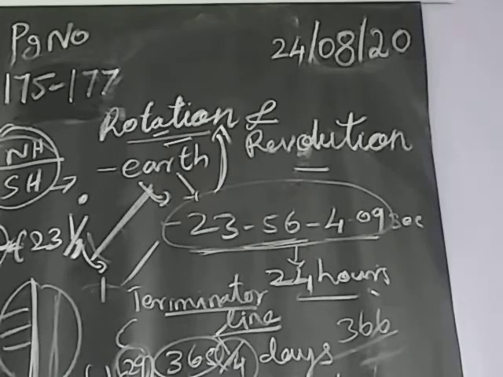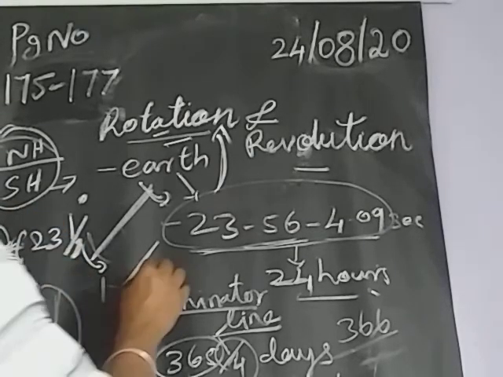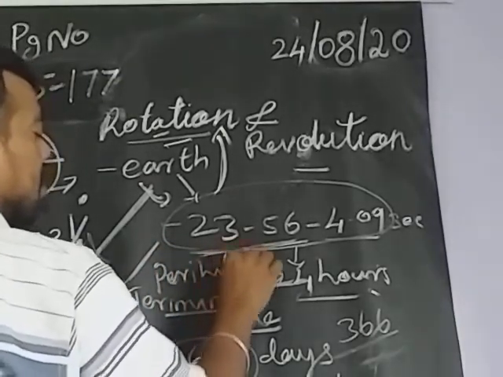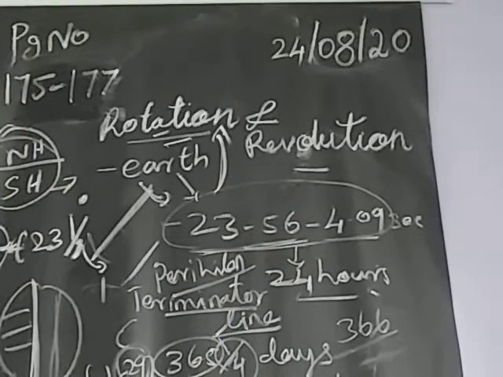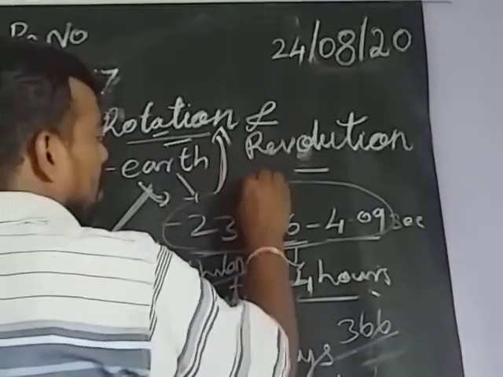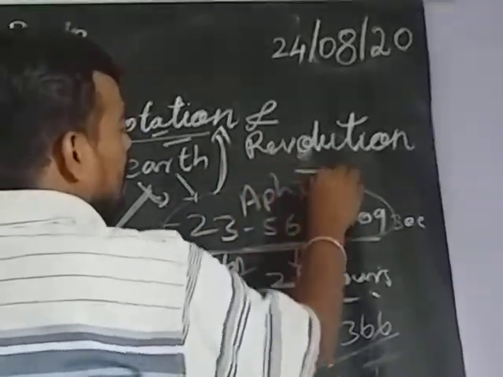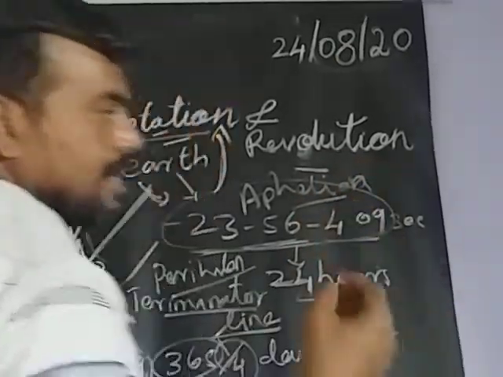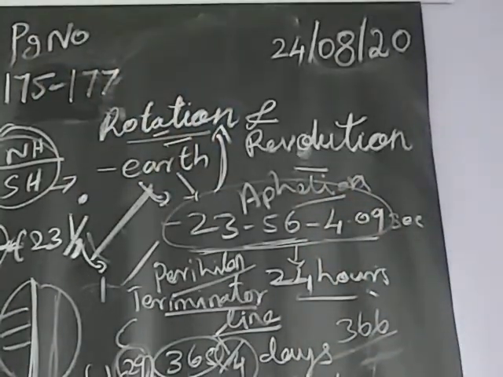When the Earth is in its closest position to the sun, it is called perihelion. When the Earth is far away from the sun, what is that? Aphelion. Aphelion means the Earth is far away from the sun, and perihelion means the Earth is near to the sun. This is all the information, just learn it.